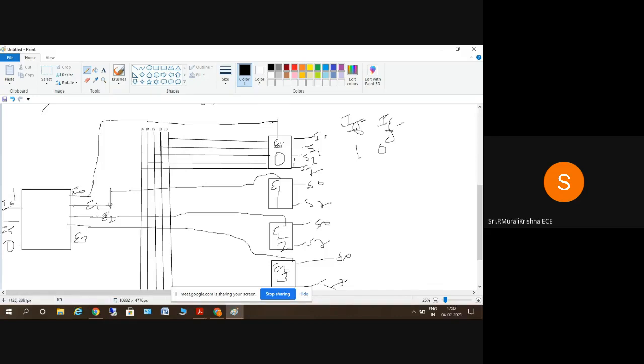Okay, so which enable is activated here? When it is 1 0, which is activated? So which enable is activated here? Which one? When I6 I5 is equal to 1 0.